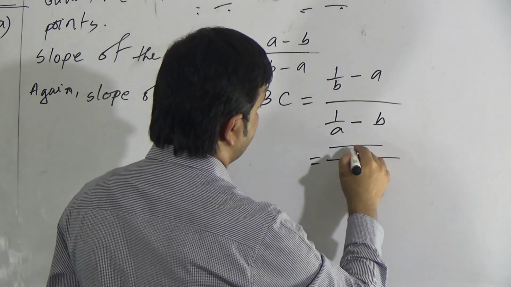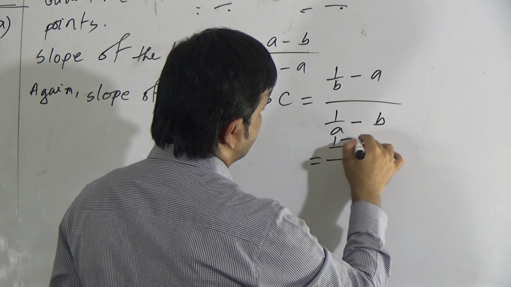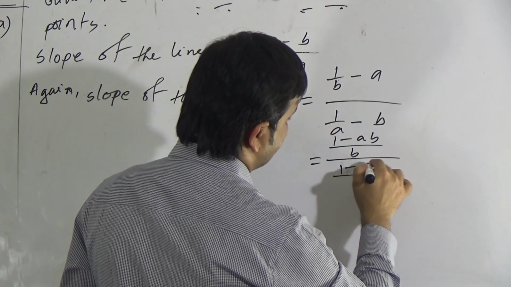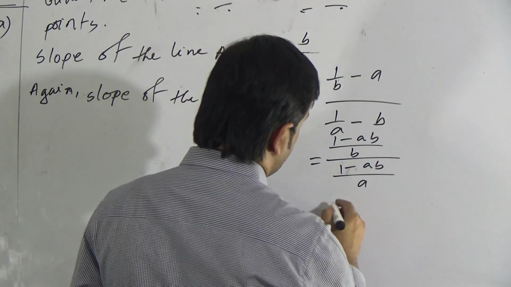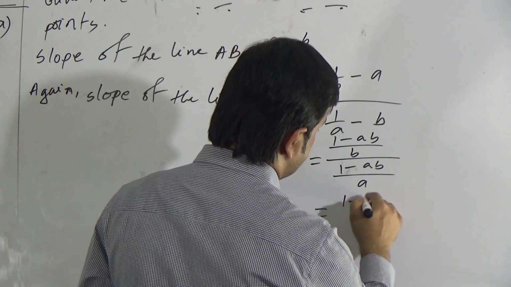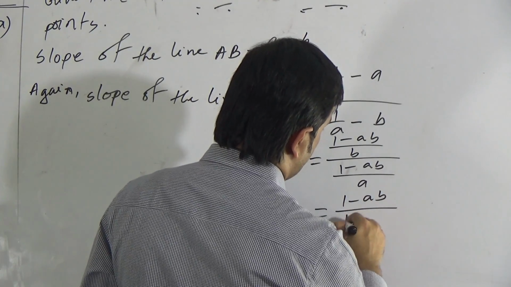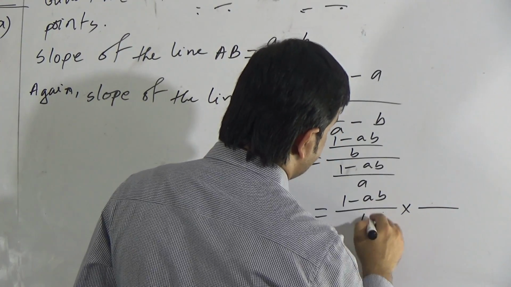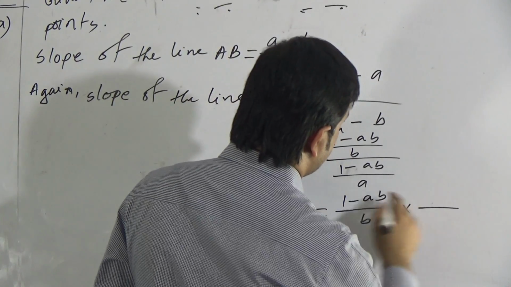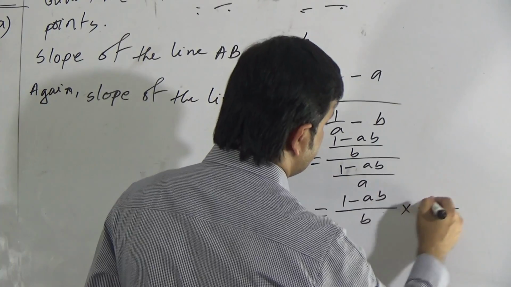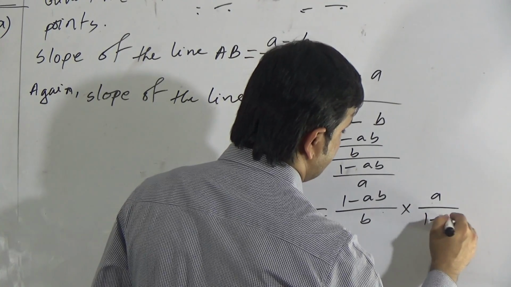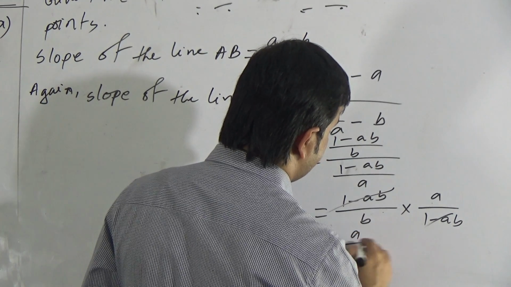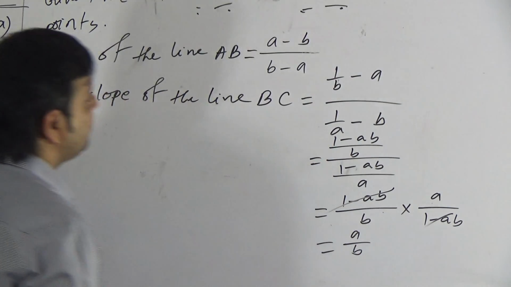Take the LCM b. This will be 1 minus AB. Take the LCM here is A. This is 1 minus AB. So we can write here 1 minus AB by 1 minus AB into B. As I have given multiplication, here will be A and here will be 1 minus AB. So this factor cancels, so we can write here A by B.